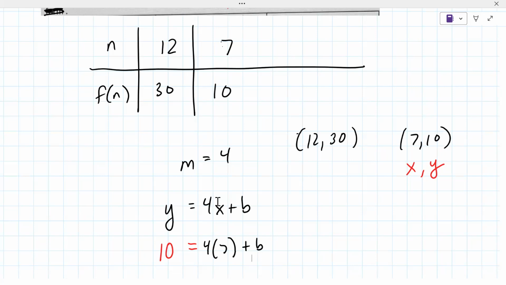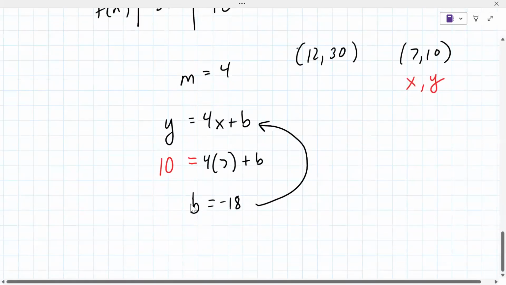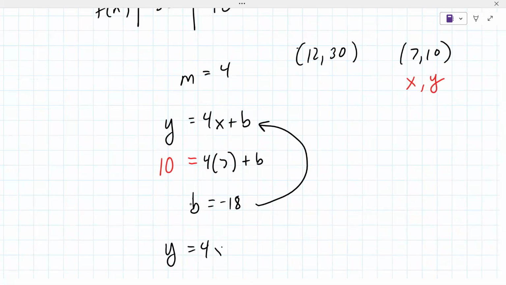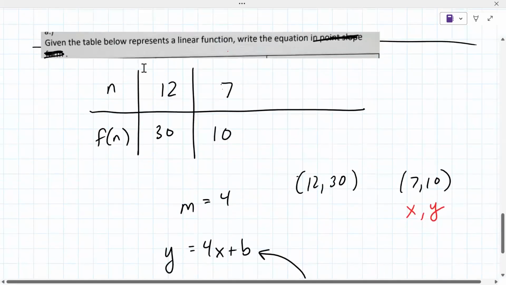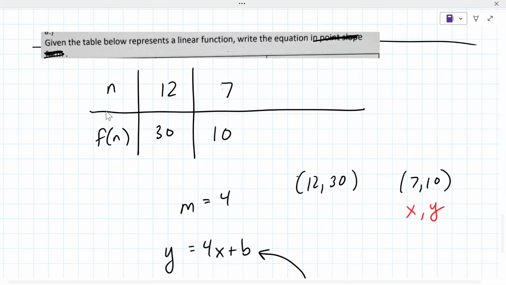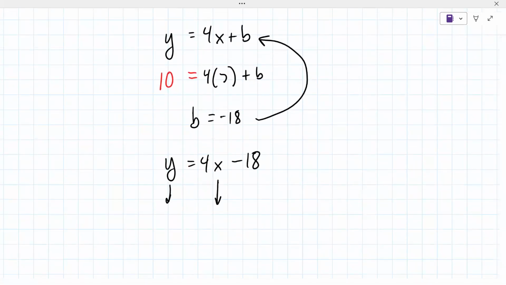Minus 18. B equals minus 18. That goes back into this line right here. So that's y equals 4x minus 18. Now, how do we switch it to the function notation? What did we do in the previous problem to do that? What did x become? What did y become?